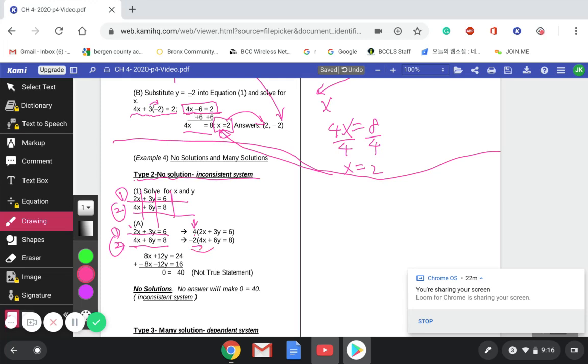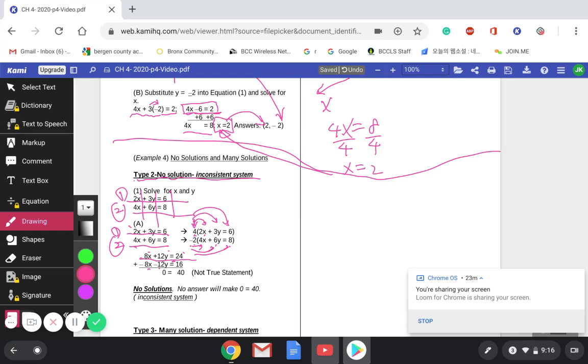After that, if you distribute them, 4 times 2x is 8x, 4 times 3y is 12y, 4 times 6 is 24. So now you have a new system of equations with two variables. Now I'm going to multiply negative 2 with 4x, negative 8x, negative 2 with 6y, negative 12y, negative 2 with 8. So that ends up with negative 16. Here is a mistake, negative 16.